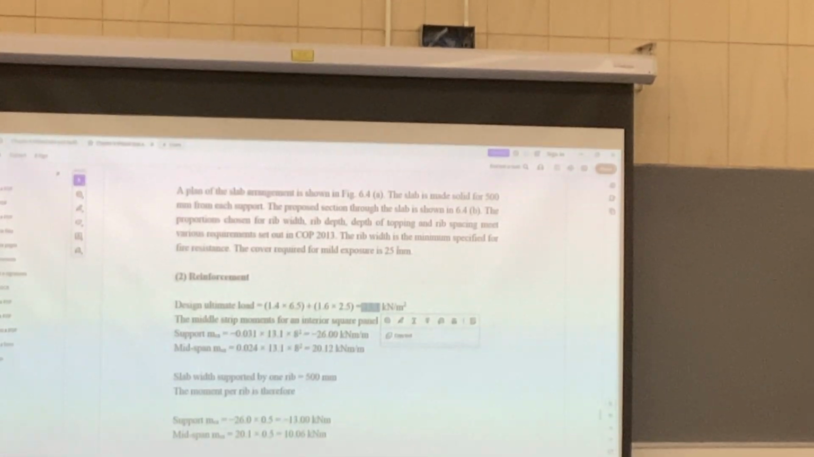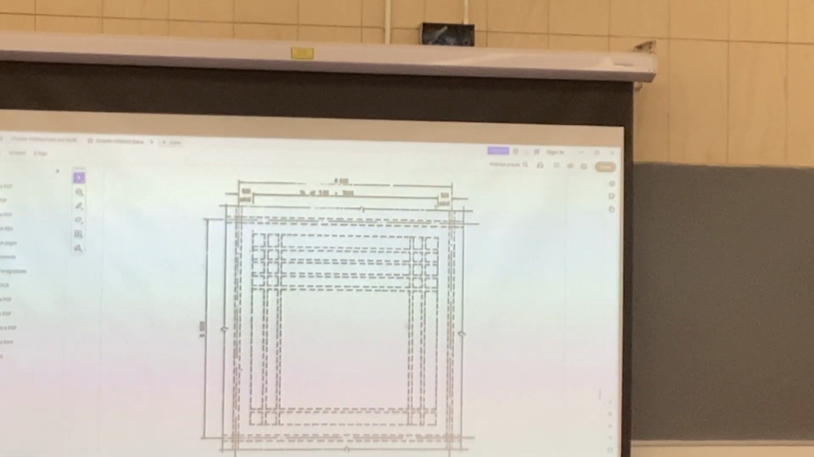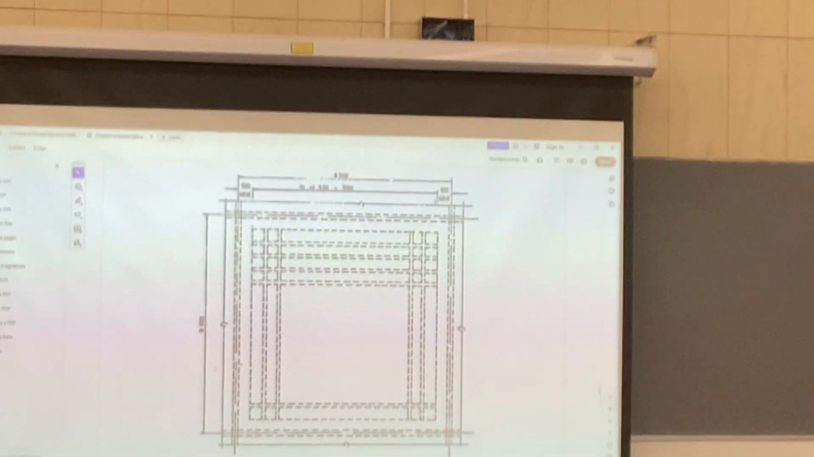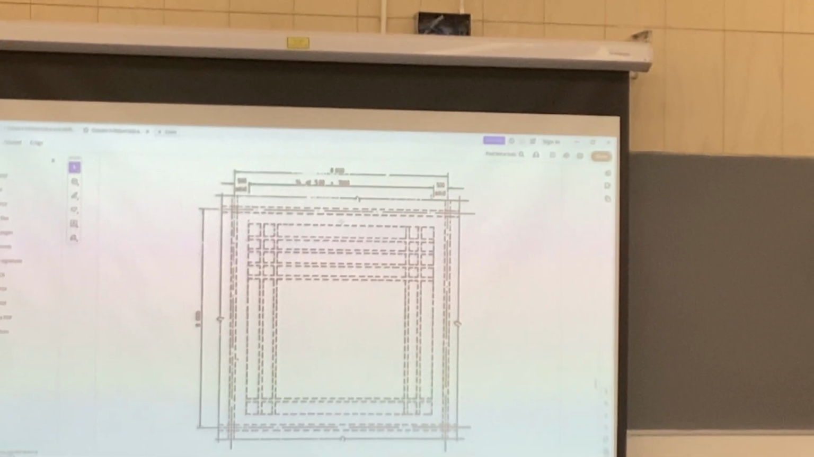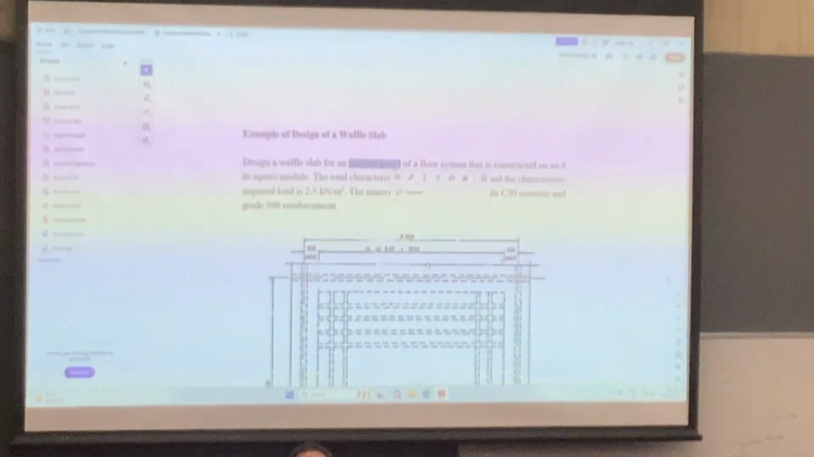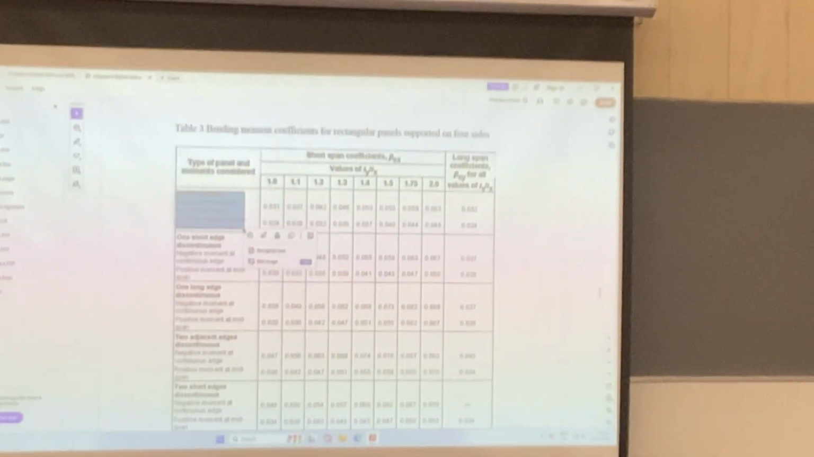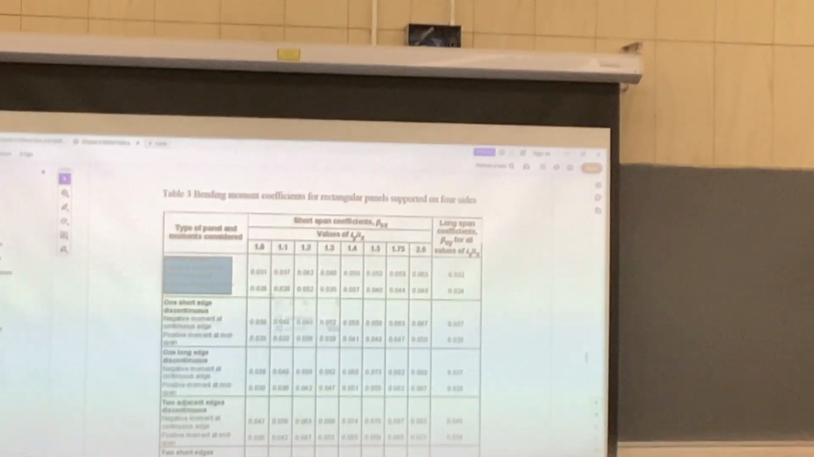Now for this one, you can see that it is 1 by 1 square, 8,000 and the other side is also 8,000, so it is 1 to 1, right? And then we say that this is an internal panel. So you will go back to this equation to find the coefficient. This is an internal panel, right? And then you can go to this one.